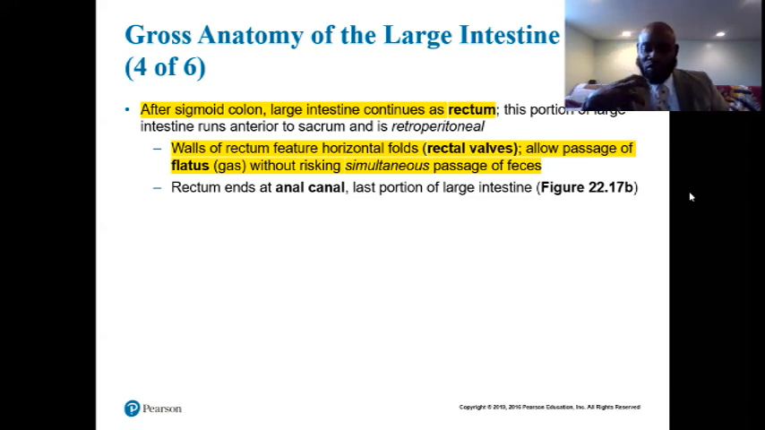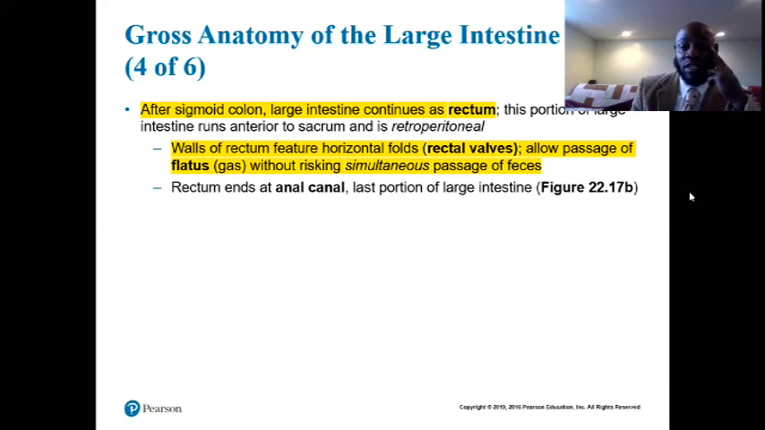So there are valves in the rectum, which are important, which allow you to release gas. Flatulation is what that's called. You see the word flatus here, but flatulation is the ability to release gas without risking simultaneous passage of feces. So you can release gas but not feces. That's an important factor in the rectum.